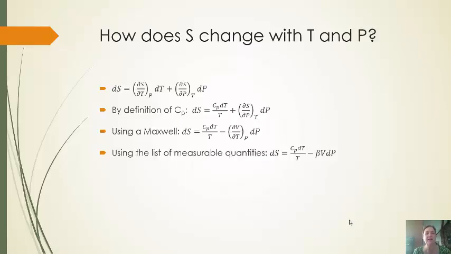So how about S? How does S change with temperature and pressure? Well, again, let's just simply apply the definition of a differential. Okay, go back to our calculus. dS dT at constant pressure dT, dS dP at constant temperature dP. dS dT at constant pressure is related to C sub P. It is, in fact, C sub P over T. dS dP at constant temperature, well, that one's not quite so pretty, but I've got Maxwell's for this. So look at the ones for P and T, and I end up with negative dV dT at constant pressure.